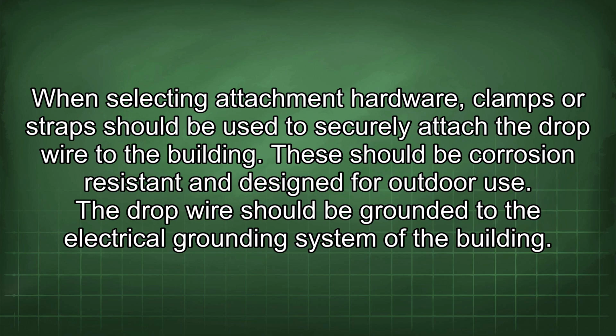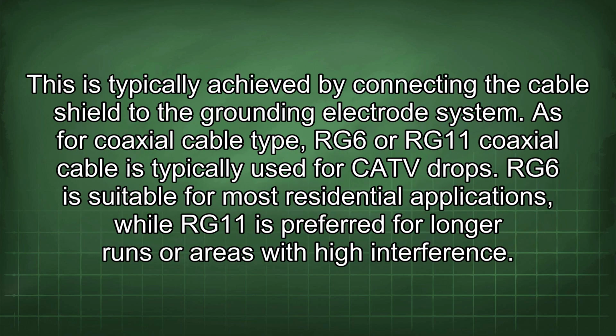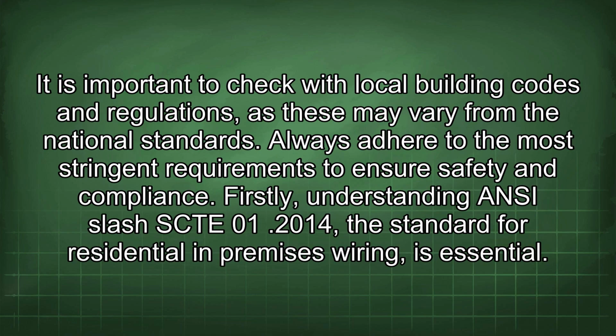The drop wire should be grounded to the electrical grounding system of the building. This is typically achieved by connecting the cable shield to the grounding electrode system. As for coaxial cable type, RG6 or RG11 coaxial cable is typically used for CATV drops. RG6 is suitable for most residential applications, while RG11 is preferred for longer runs or areas with high interference. It is important to check with local building codes and regulations, as these may vary from the national standards. Always adhere to the most stringent requirements to ensure safety and compliance.